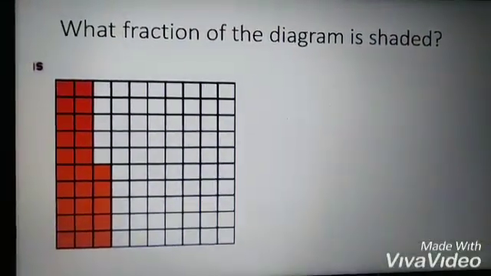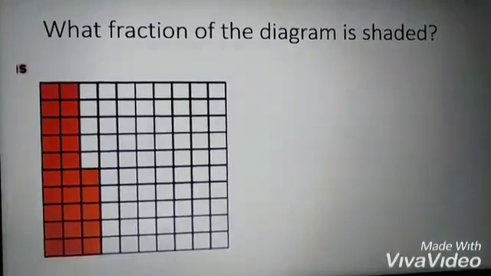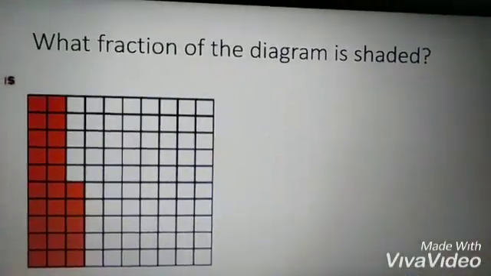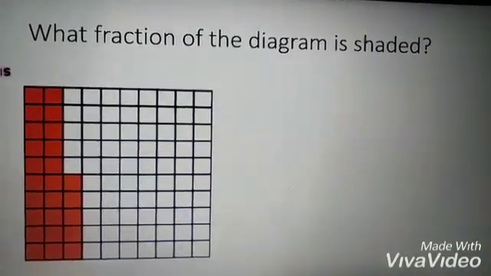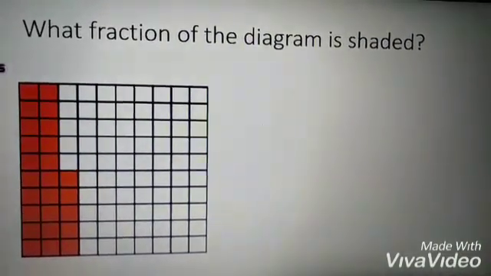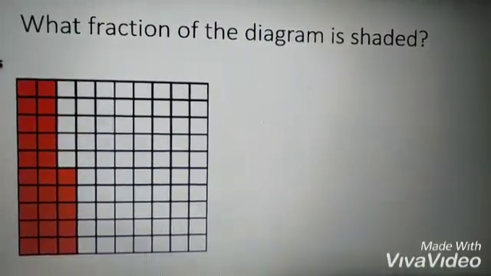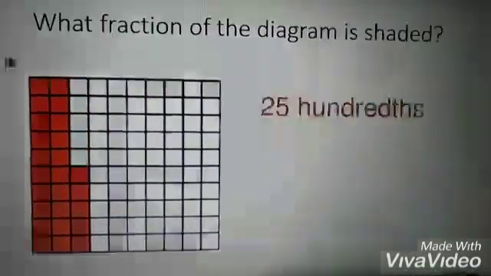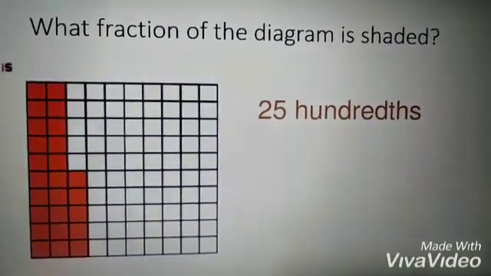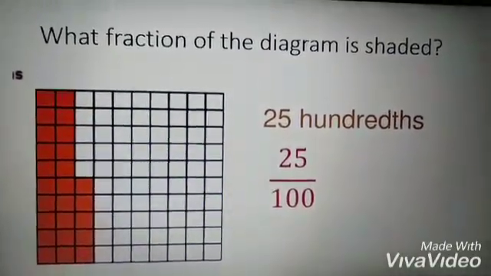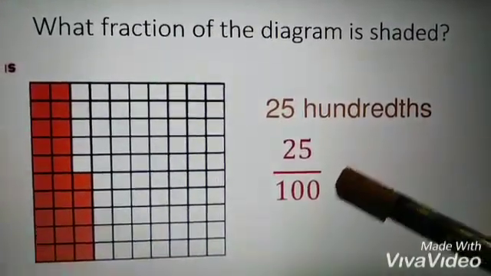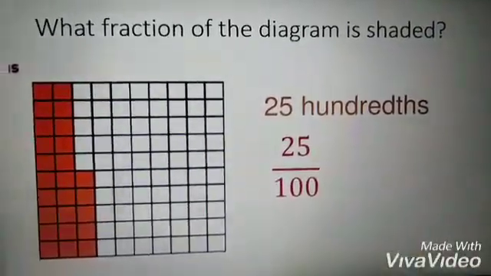According to what you learned in the previous examples, what fraction of the diagram is shaded? If you count the red parts, you can find out there are 25 colored parts. 25 out of 100 can be written as 25 hundredths. Also, we can write it using fractions as 25 hundredths.